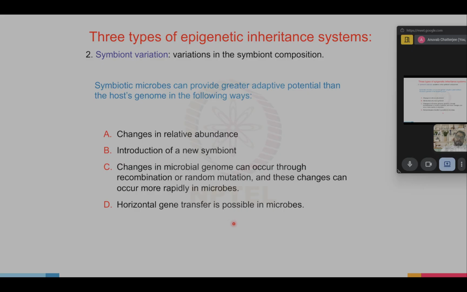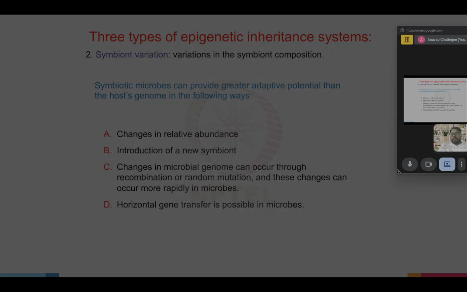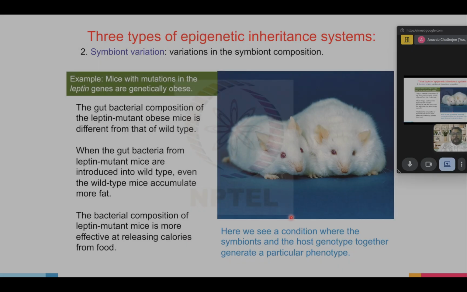And horizontal gene transfer is possible between microbes, so such changes, which are beneficial to both the host and the symbiote, can be propagated. And this is possible because microbes can transfer genes horizontally. So these are changes in the symbiote. And for example, these are two mice which are fed exactly the same amount of food.